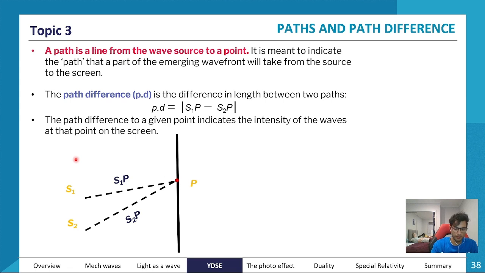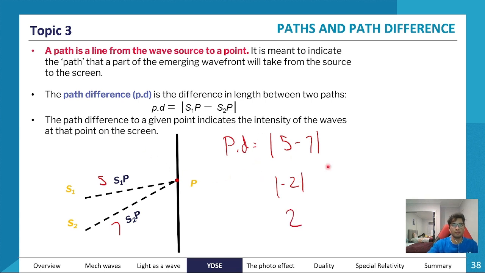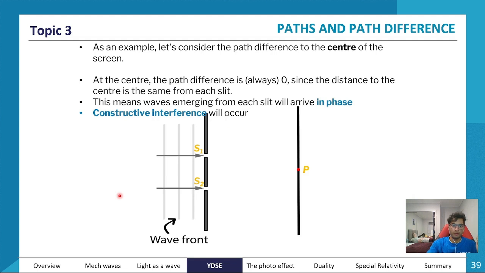So let's say this travels 5 meters, this travels 7 meters. The path difference would then be 5 minus 7, which gives us -2. And because we're taking the modulus of it, it's just 2. If anyone's not doing spec, modulus just means take the value. So if it's a negative number, just take the number that's there. So the path difference is 2. Essentially what we're saying is the second wave has to travel an extra 2 meters than the first wave. That's all that we're saying. So here's the thing.